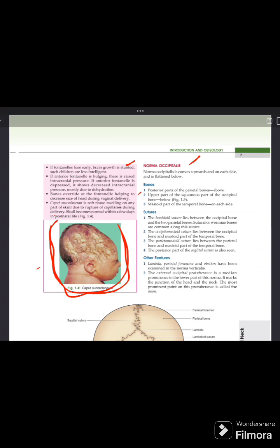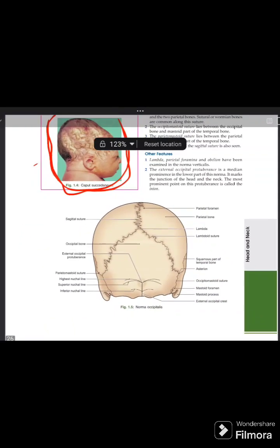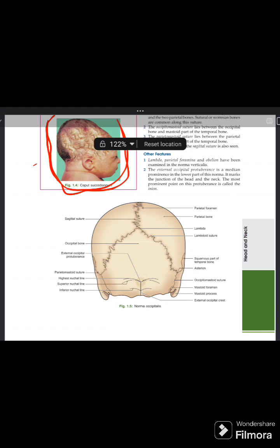If we talk about the bones of the Norma occipitalis, let's focus on the diagram. You're seeing two parietal bones and one occipital bone. Then we'll have sutures. You know the sagittal suture is there between two parietal bones, and this is the lambdoid suture between the occipital and the parietal bones. You know lambda, the meeting point between the sagittal and the lambdoid sutures. Parietal foramen is there.